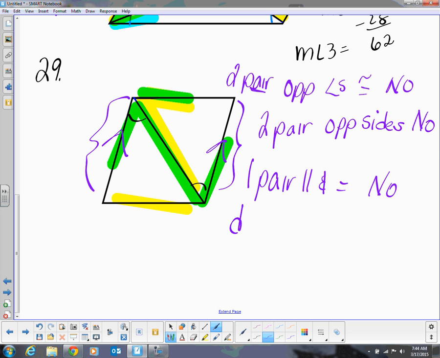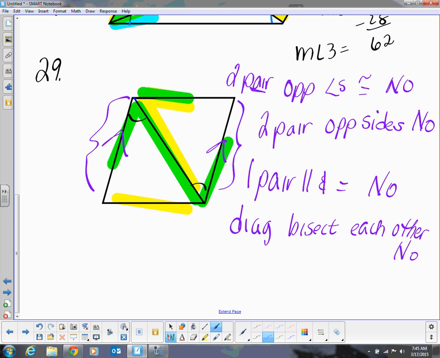Do we know that the diagonals bisect each other? Have they even drawn in the second diagonal? No. So can we conclude anything about that figure? We can't even conclude it's a parallelogram. And they didn't give you that option, so that was bad.